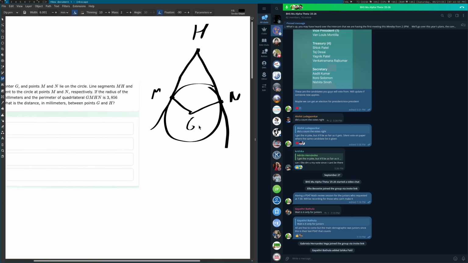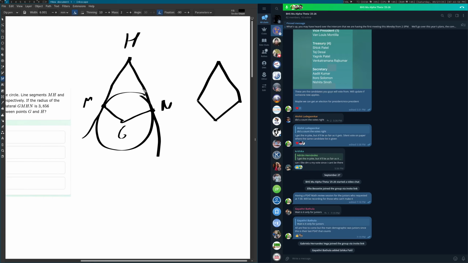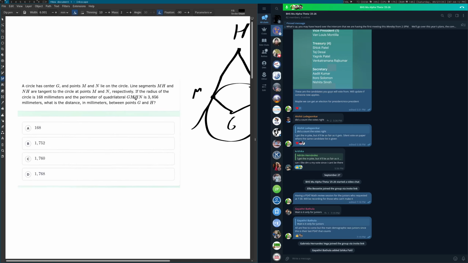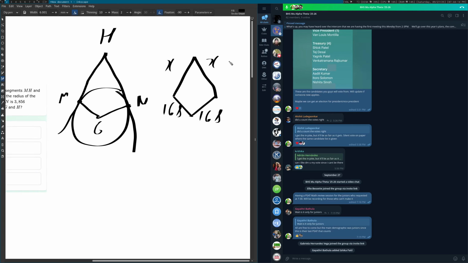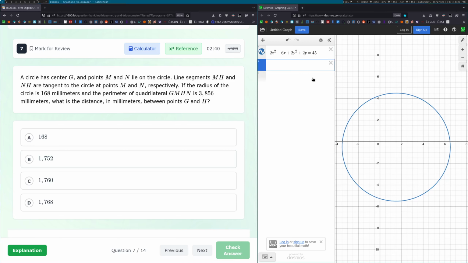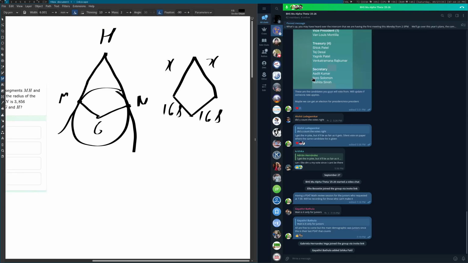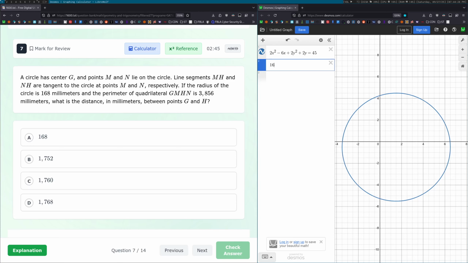We know that the radius is 168, 168, 168. And that these lines, for being tangent lines that meet a point, they must have the same length. So x and x. And we also know the perimeter, so we can just add all these and they must equal 3856. And to do this quickly, you can use Desmos. And I'm going to try to illustrate a quick algebra shortcut you can do on Desmos. So we have 168 times 2 plus 2x is equal to 3856.